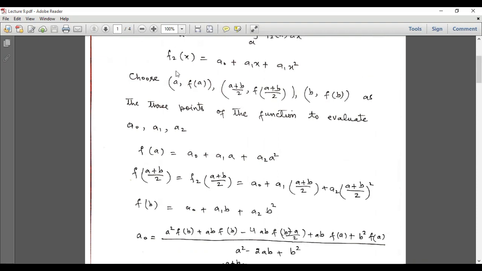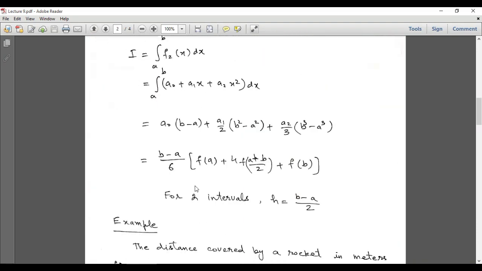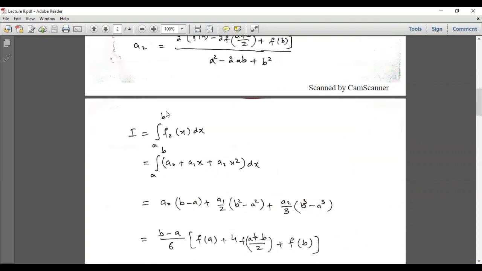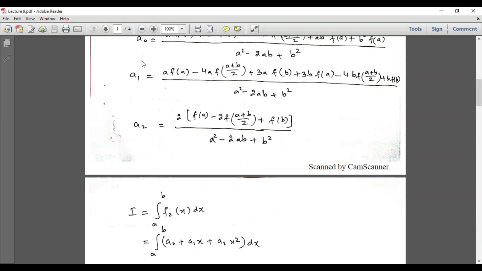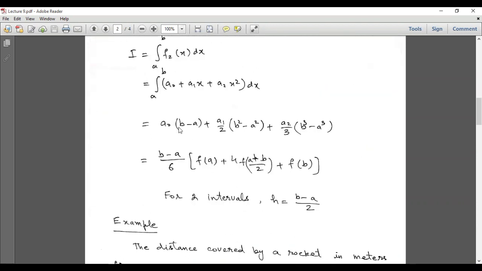So integration of the second order polynomial is quite simple. The integration of this function will be a naught x plus a1 x square by 2 plus a2 x cube by 3. So let's put the limits from a to b. So this is the final expression which will be obtained. And now we have to substitute the values of these three coefficients a naught, a1, and a2 in this integration expression, right? So put the values of a naught, a1, and a2 and do the simplification.